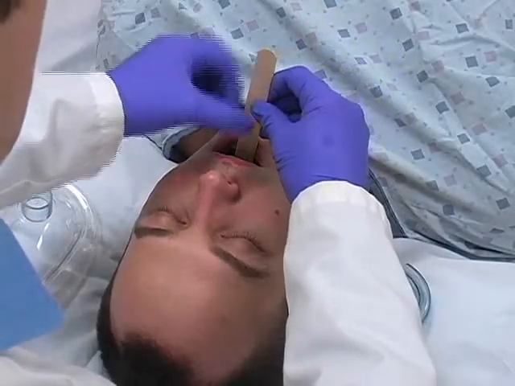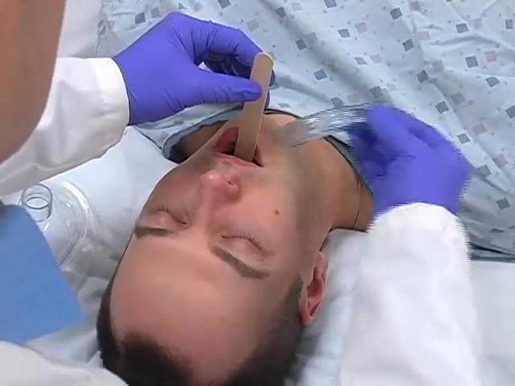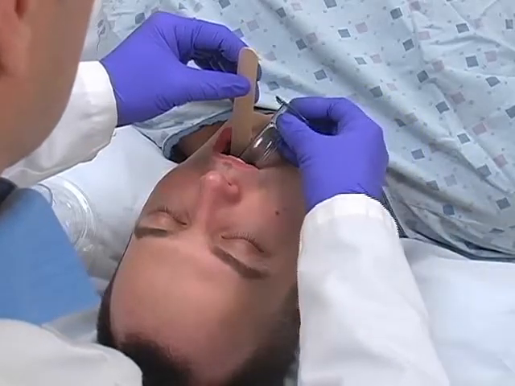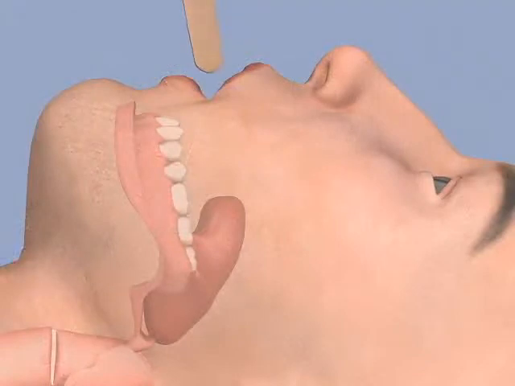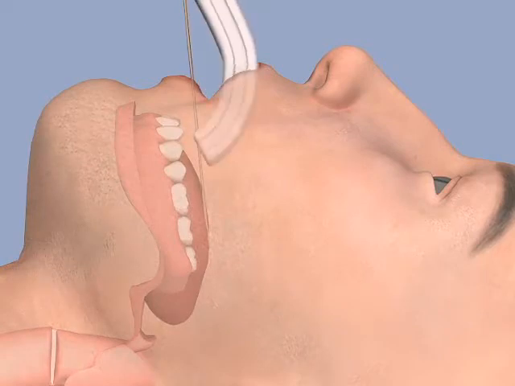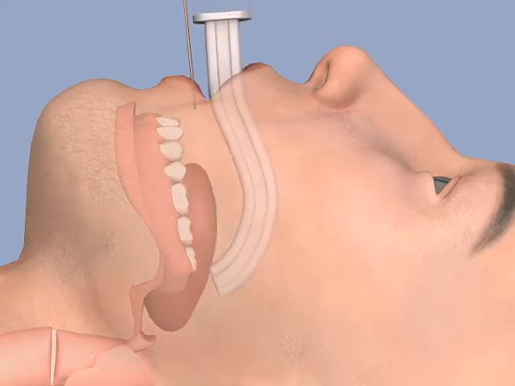Alternatively, you can use a tongue blade to depress the tongue inferiorly during the oropharyngeal airway insertion. As with a rotational method, use of a tongue blade prevents the airway from displacing the tongue posteriorly, which may cause further airway obstruction.